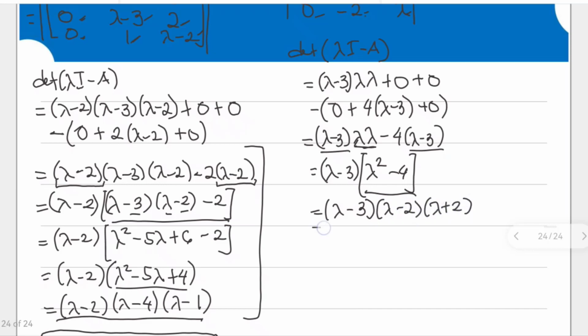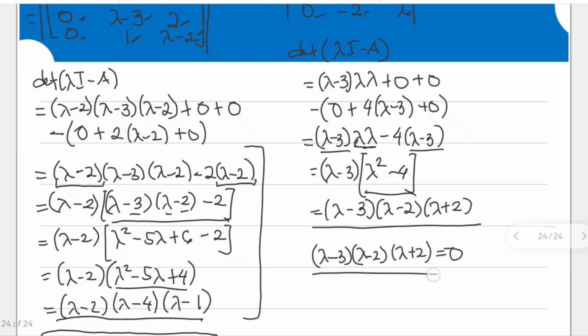This is now the characteristic polynomial for the second matrix A, and its characteristic equation is lambda minus 3, lambda minus 2, then lambda plus 2 equal to 0. This is our characteristic equation for the second matrix. So again, it uses algebraic procedures here, so try to review all of those processes.